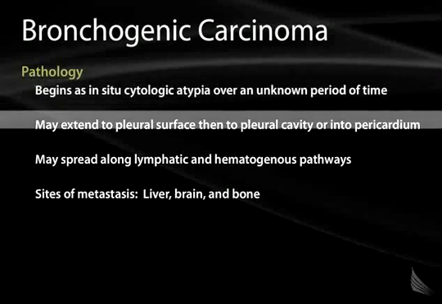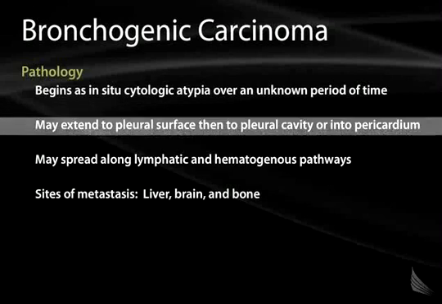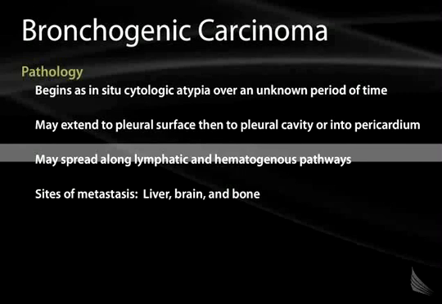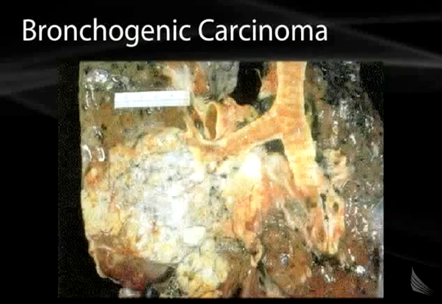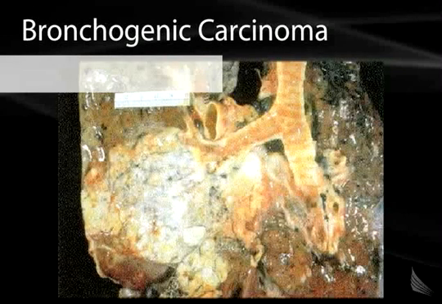It may extend to the pleural surface and then to the pleural cavity and into the pericardium. It also can spread along lymphatics as well as hematogenously. Several sites of metastasis from the lung include liver, brain, and bone. This slide is a demonstration of a bronchogenic carcinoma, including the airways.